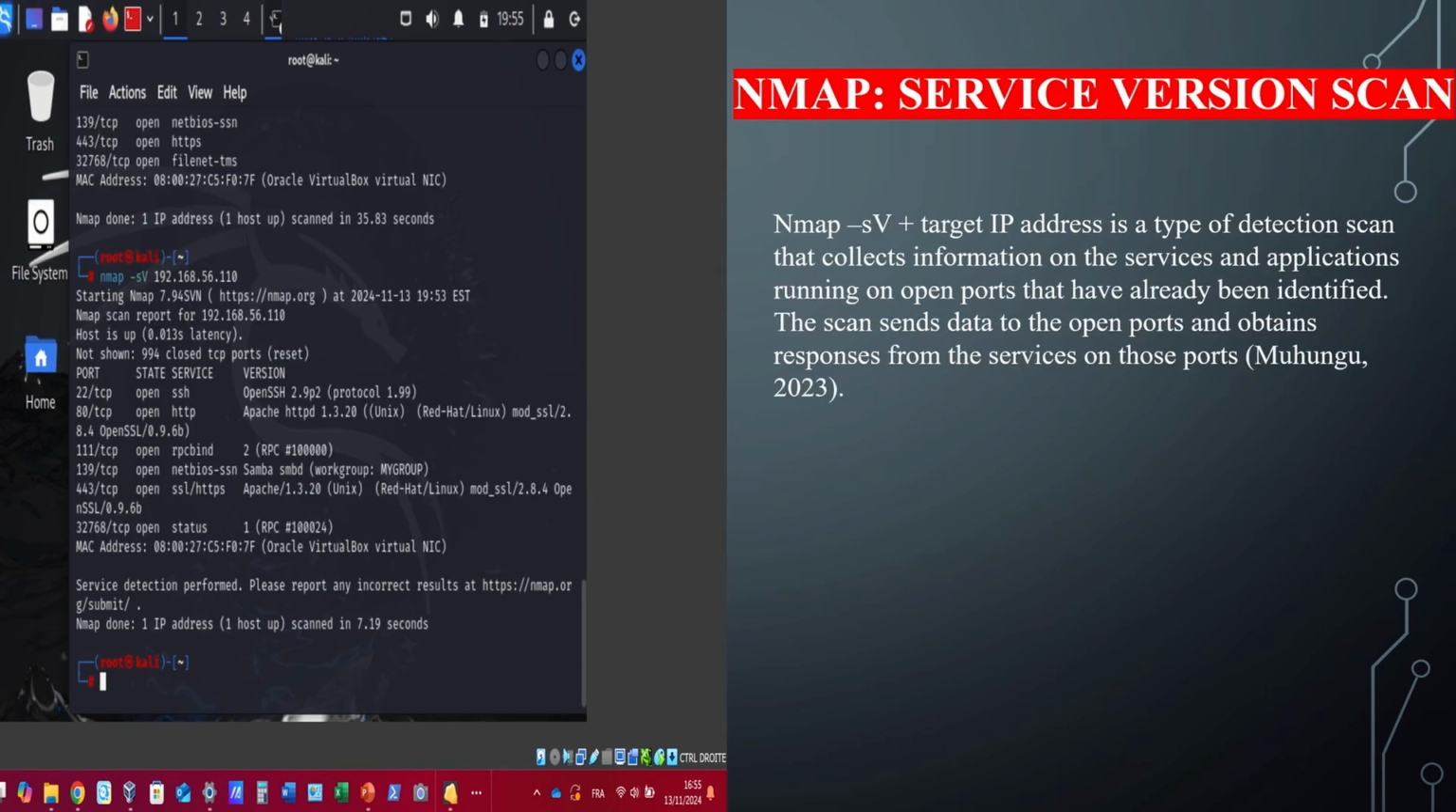Nmap switch SV plus target IP address is a type of detection scan that collects information on the services and applications running on open ports that have already been identified. The scan sends data to the open ports and obtains responses from the services on these ports.